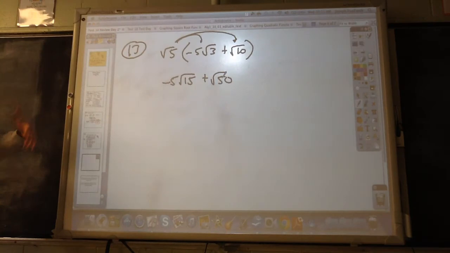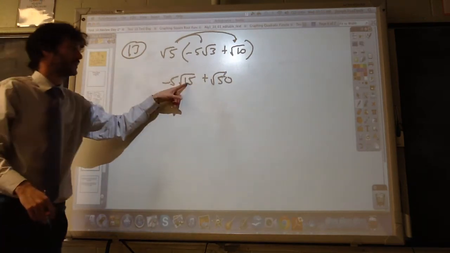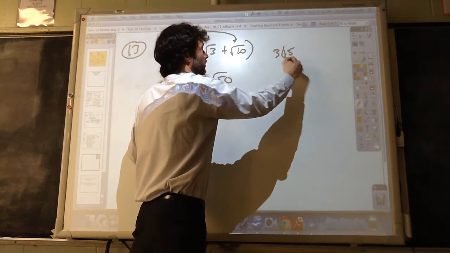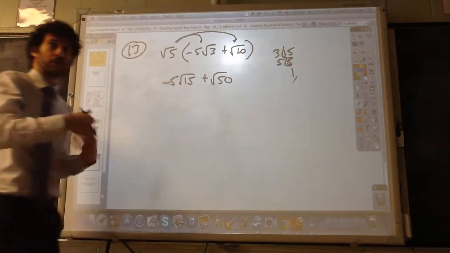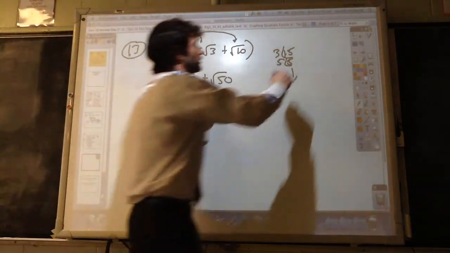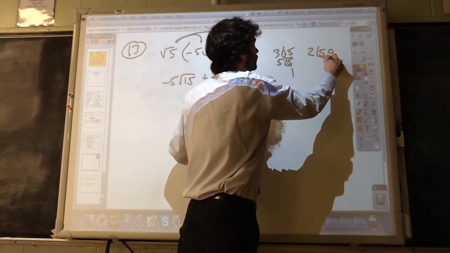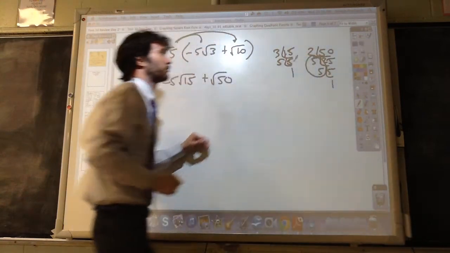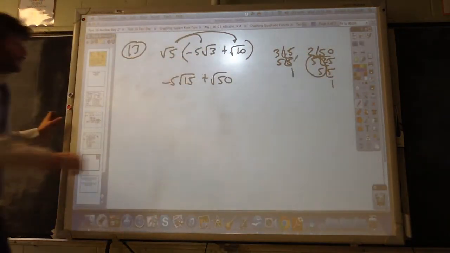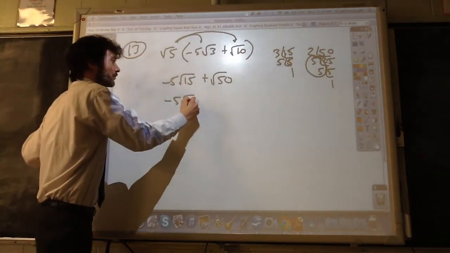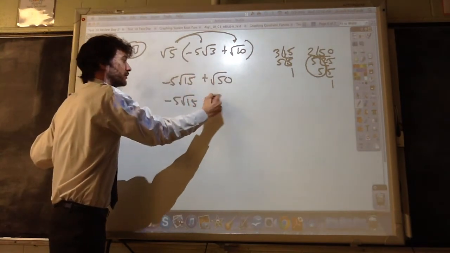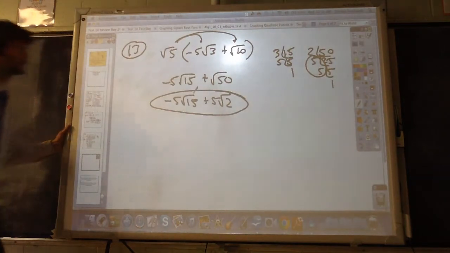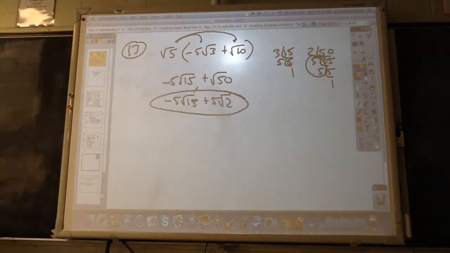Not finished because I need to try and simplify further. 15, I definitely can't simplify it because it just equals 3 times 5, right? There's no pairs. 50, that one I can though. 2 times 25, 5 times 5, 5's prime. So I have a pair of 5's. So this is staying the same. On this, I get to pull out a 5, and I'm putting back a 2. Questions about that?